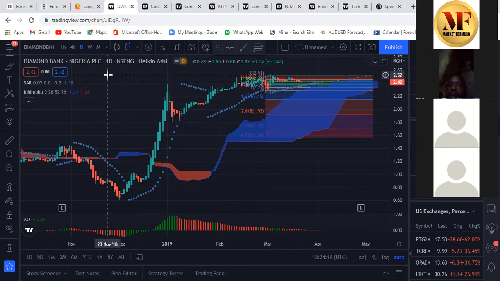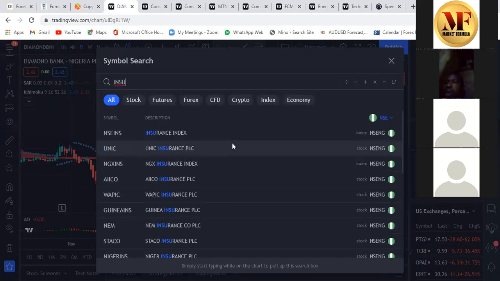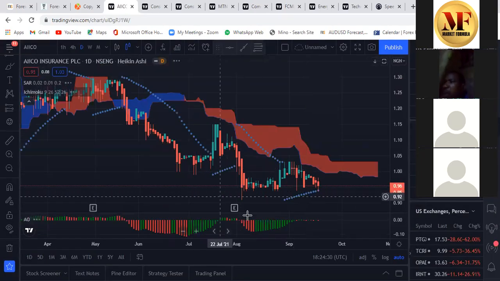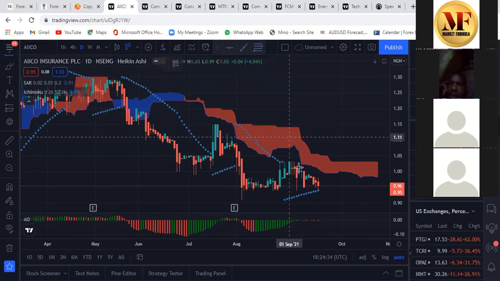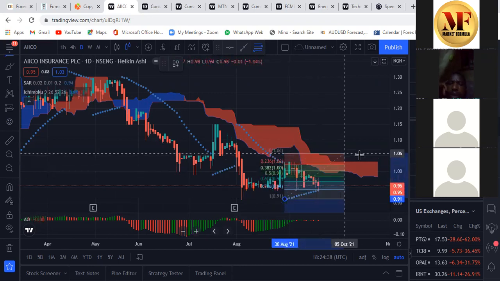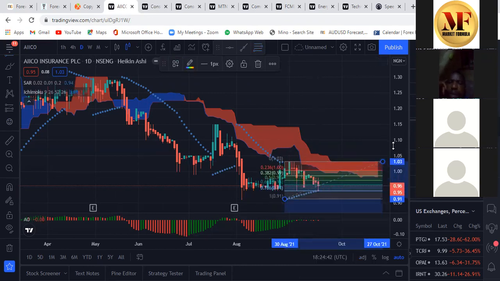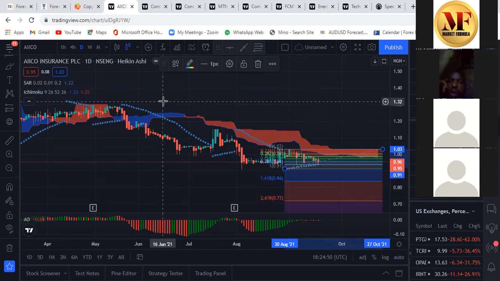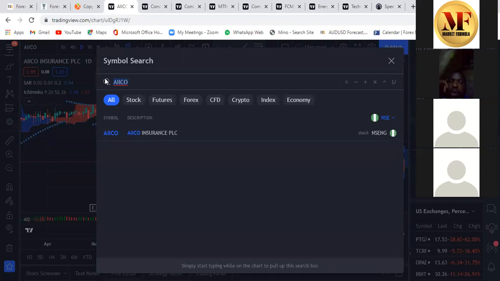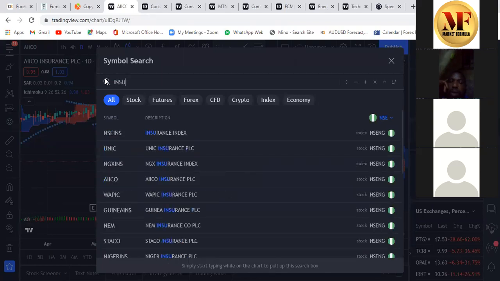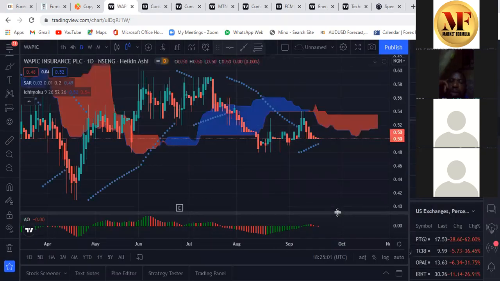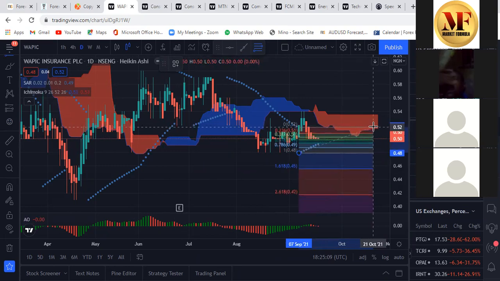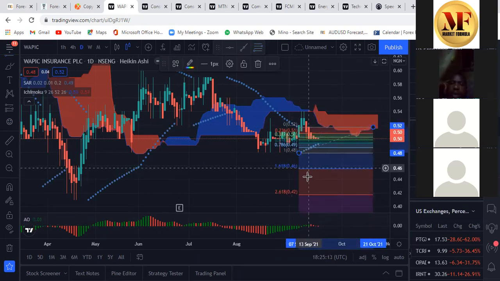Then what again? Which other bank have I not touched? Can we move to another? Let's check insurance. Let's check ICO insurance. Downtrend. So where do I expect the downtrend? Looking at this, entering at 84 kobo or 72 kobo is good. That's a downtrend. Let me check what peak. Downtrend. How far do I expect it to go? Looking at it from here, okay, 46 kobo, 42 kobo.